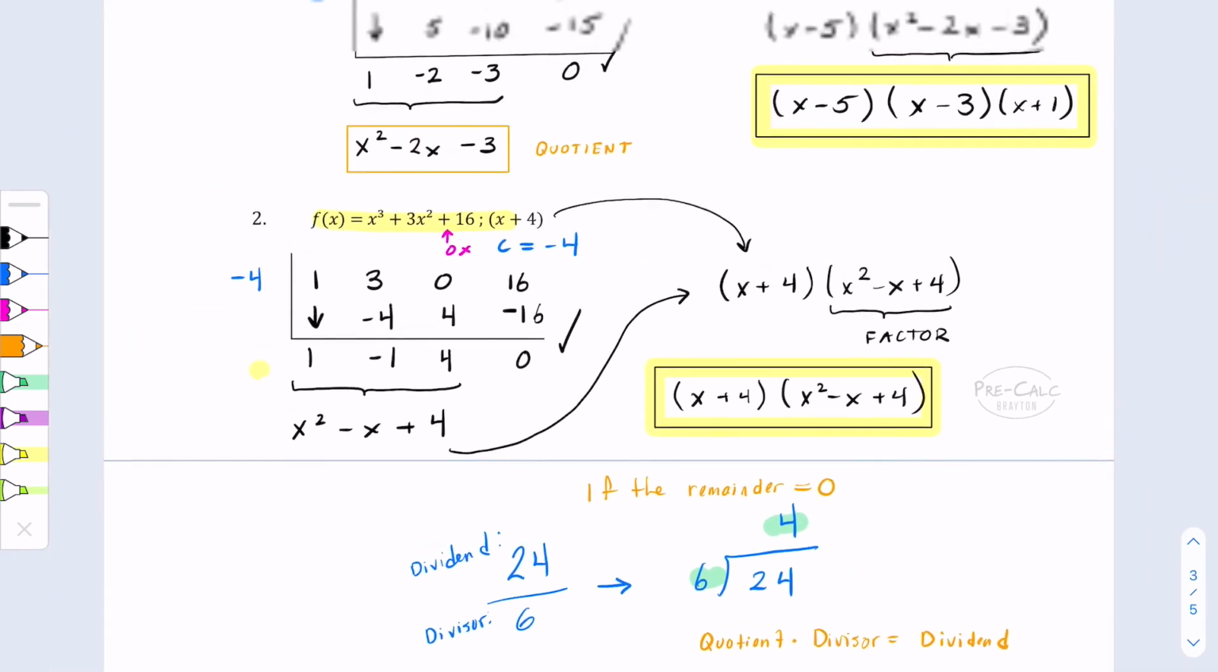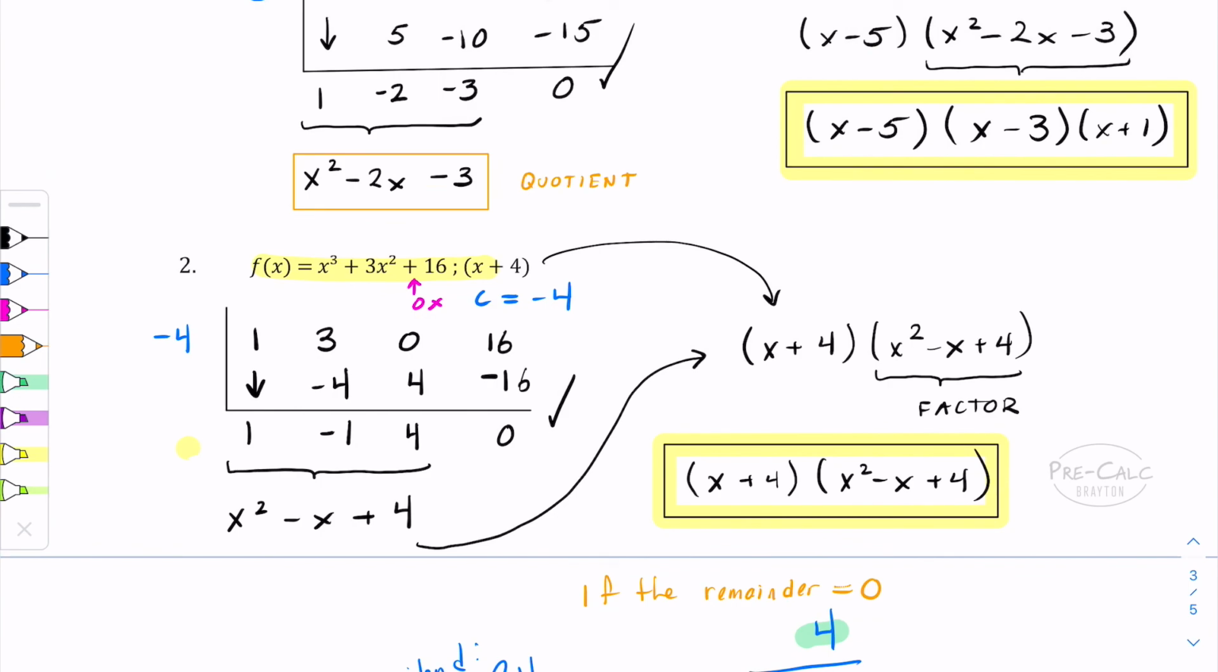Also, the last big takeaway from this note sheet is please read directions and make sure you're understanding how to write your answer. So are you using the factor theorem or are you using the remainder theorem? How are you supposed to write your answer? Make sure you refer back to this note sheet and write your answers the same way I did.